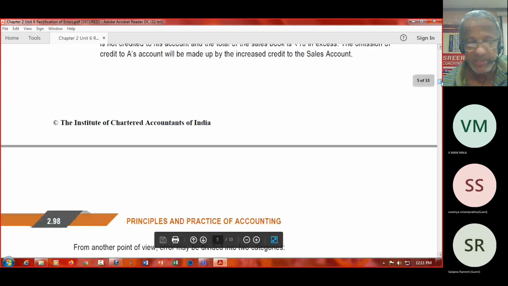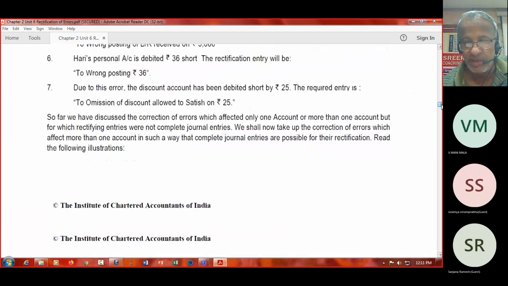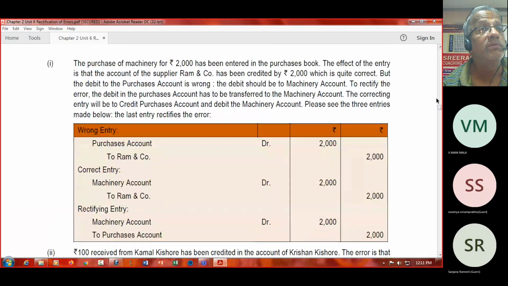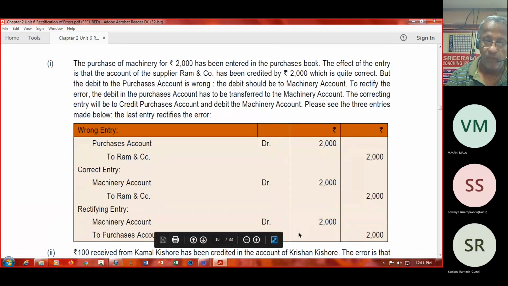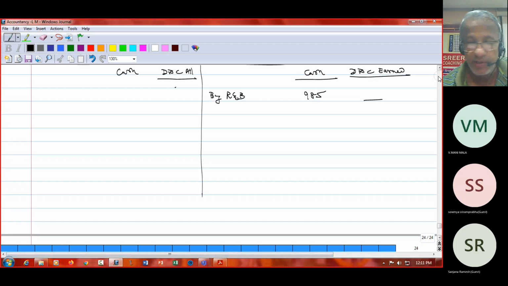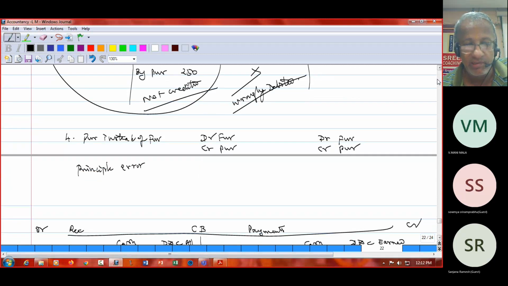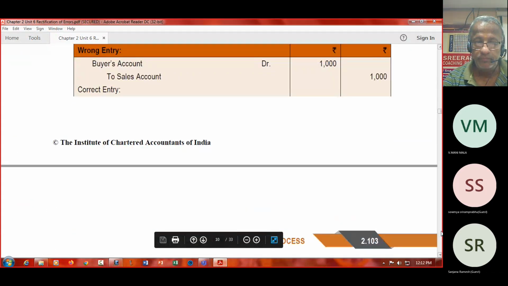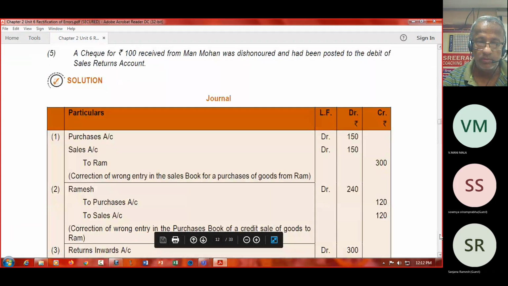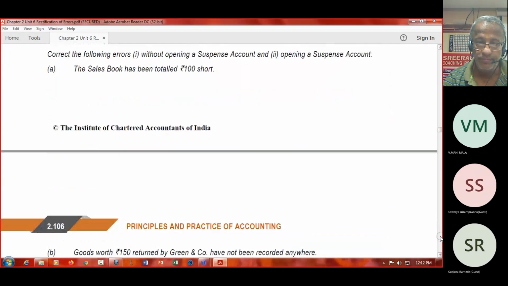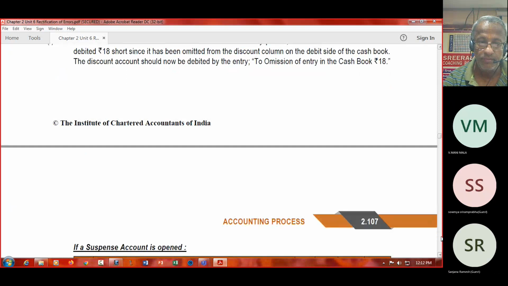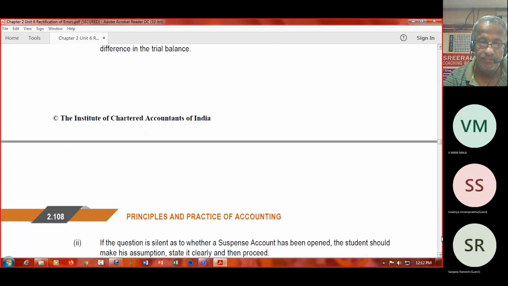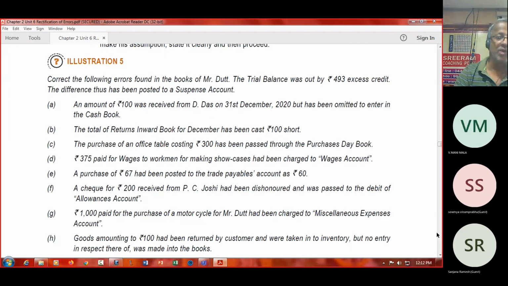Good afternoon, friends. We have completed illustration number 4 in the last class. We have before us 4 more items. Now it is illustration number 5.